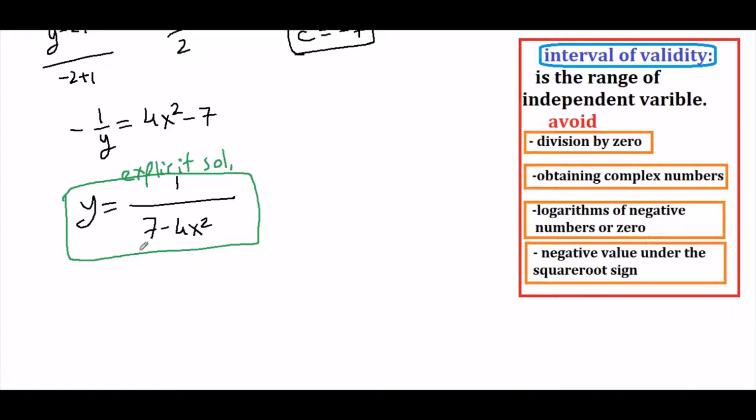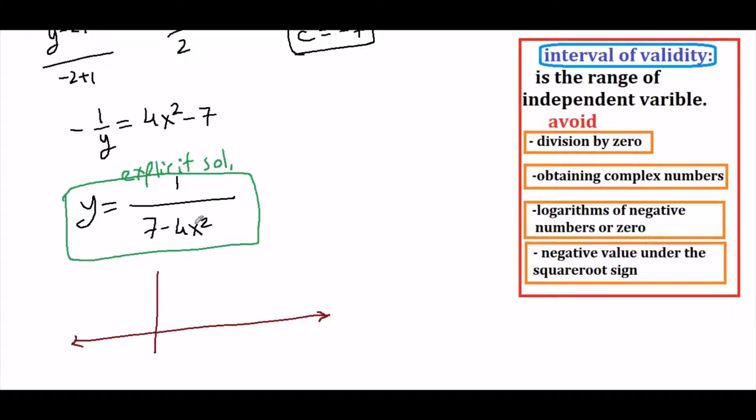Now we are going to check the interval of validity. Interval of validity is the range of the independent variable. Here our independent variable is x. So we are going to check the range of x we can plug in. When we are finding the interval of validity, we are going to avoid division by 0, obtaining complex numbers, logarithms of negative numbers or 0, and negative values under the square root sign.